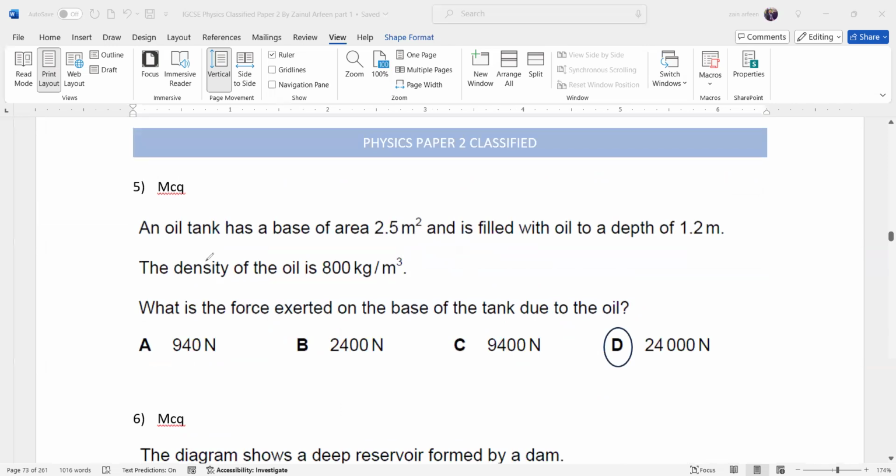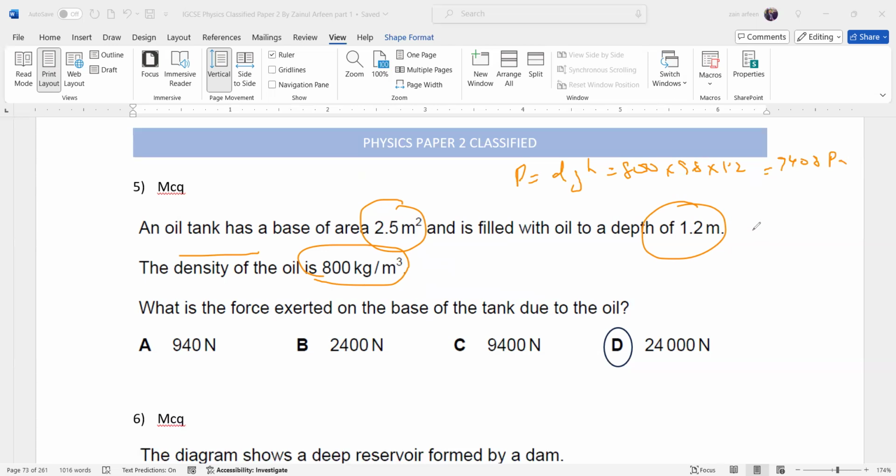Then a similar question: an oil tank has a base area of 2.5 and it has oil which has a depth of 1.2. The density is 800. What is the force? So first we find the pressure exerted by the oil. Pressure is density, gravity, and depth. So density is 800, gravity is 9.8, and the depth is 1.2. So this will give us a pressure, which is 800 times 9.8 times 1.2, that makes 9,408 Pascal.